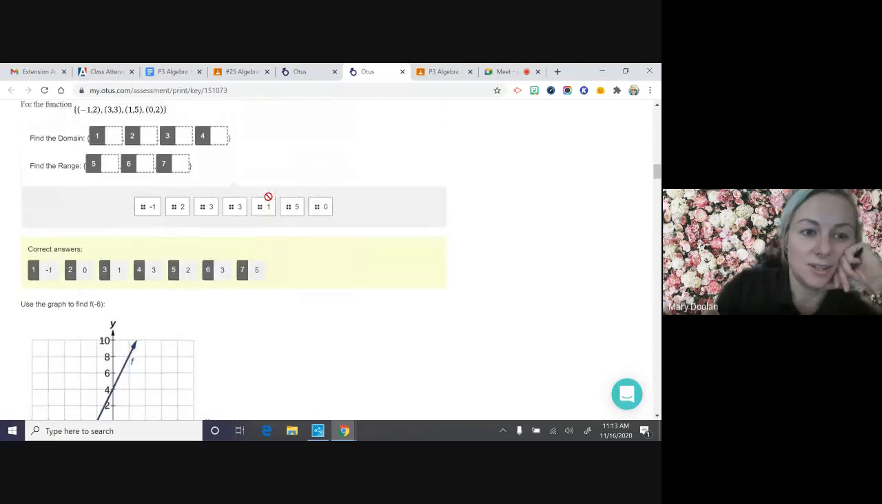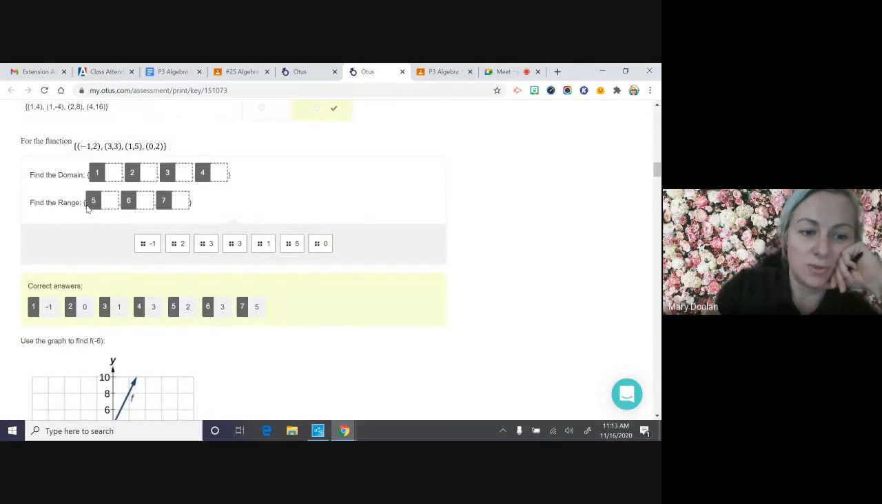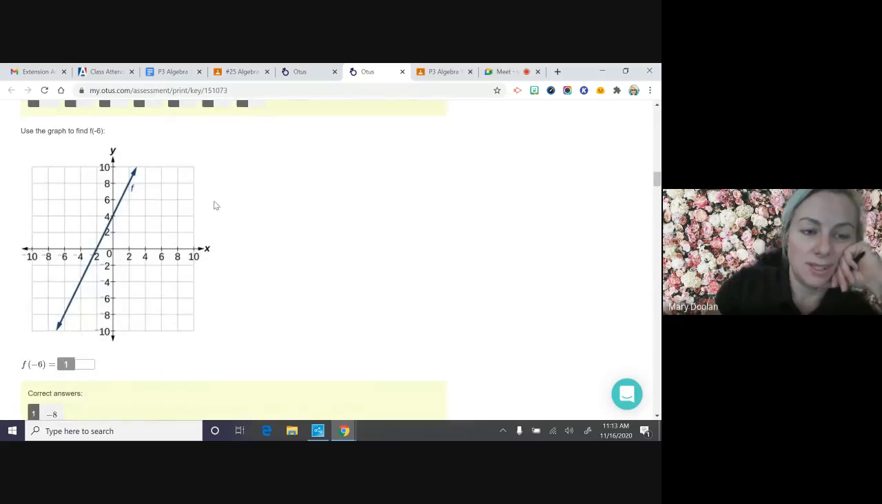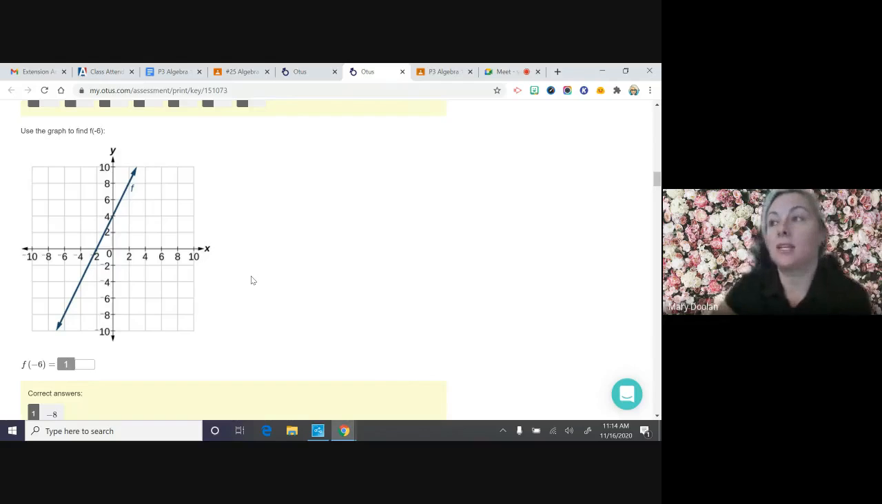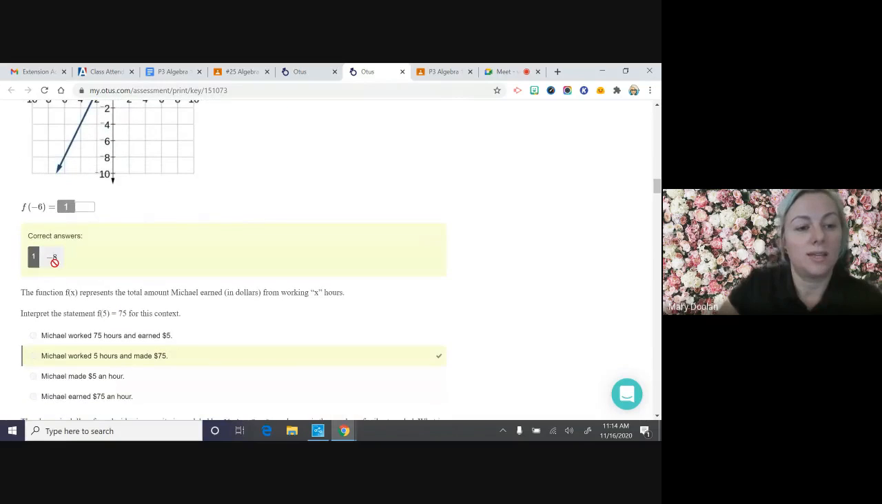Okay, so this is right where we were, finding the domain and range. The next problem we're going to look at says use the graph to find f of -6. Basically, when x is -6, what is y? So you go to where -6 is on the x-axis, and then you go to the blue line, and you can see my y value is then -8. That's why the answer is -8.